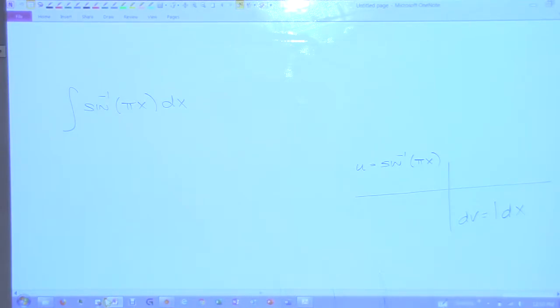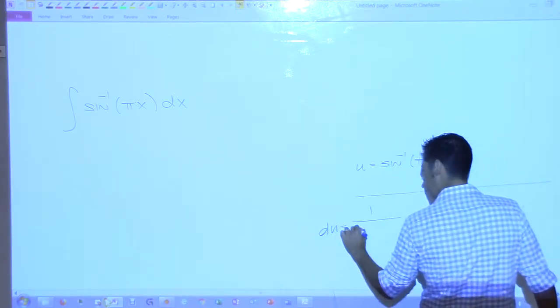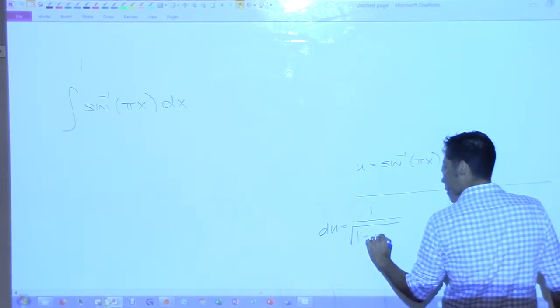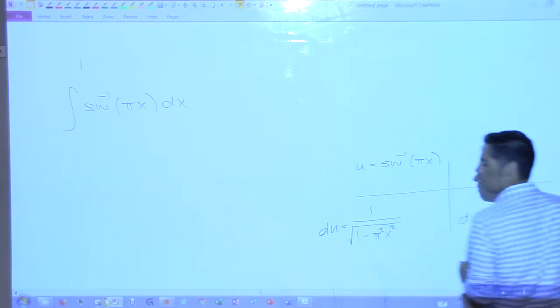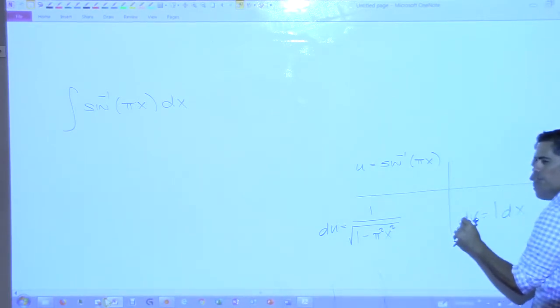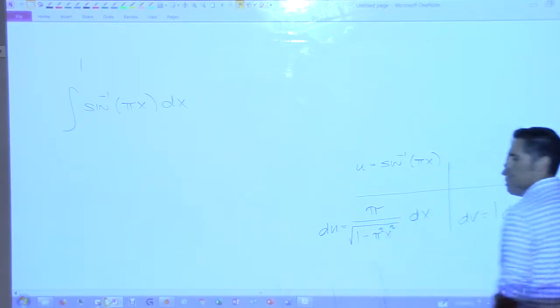So let's see here. Erica. Where's Erica? Okay, Erica, can you finish this table off? Yes. Okay. So du is 1 over the square root of 1 minus pi x squared, or all that squared. Can I write pi squared x squared? That would be the same, right? That's the pi x being squared. Times pi dx.